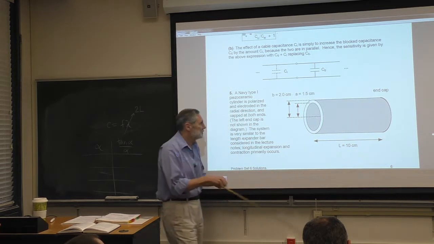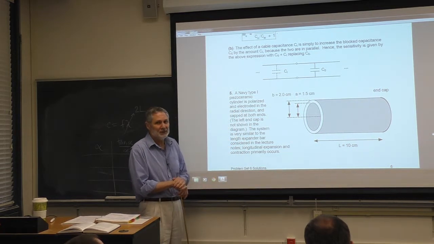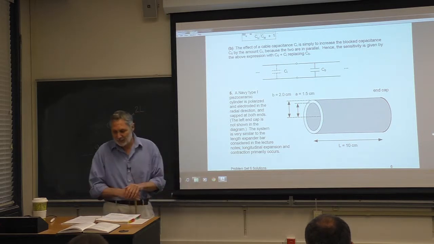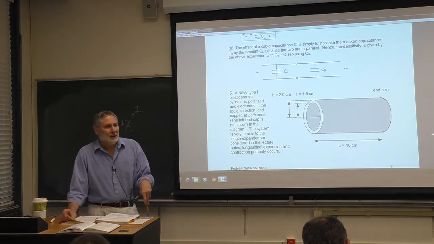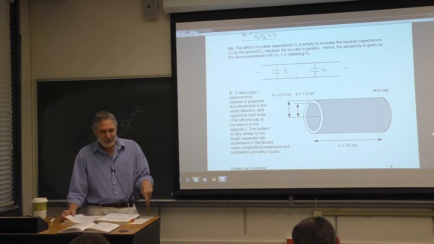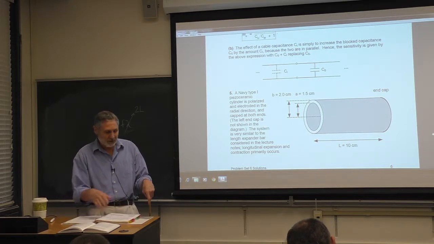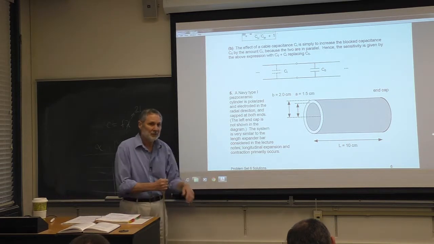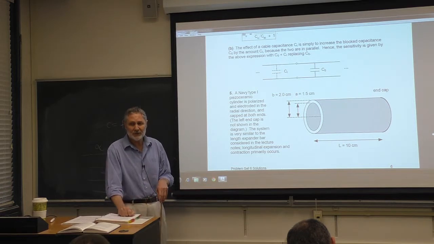Now, Brian has one end capped and the other end uncapped, okay? And I cannot solve the problem with it like that. We have to symmetrize this problem. I don't see how you can take it, what we're going to do with this problem, without symmetrizing. That's why I told you in the assignment sheet.